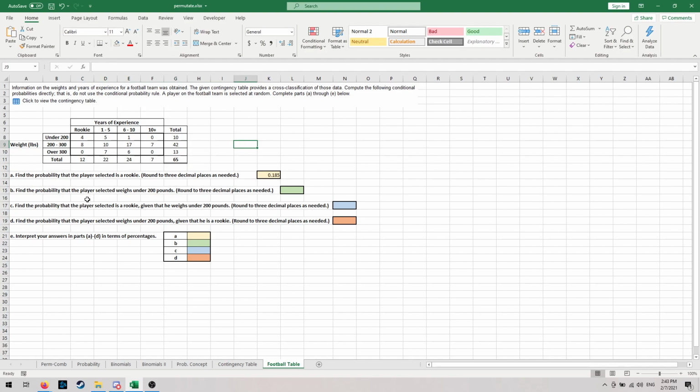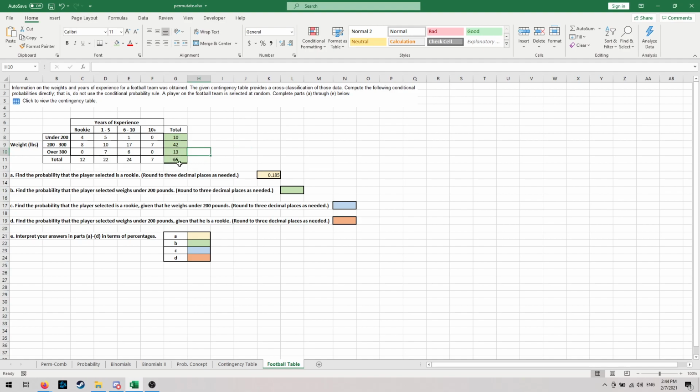So then we'll just clear this. Next we're asked, how likely is it that if I did the same thing, let's say I was blindfolded and I picked a guy at random, how likely would it be that I pick someone who weighs under 200 pounds? Well, in our contingency table, we can see that the rows sort the players by their weights. And we have 3 possible weights for the guys on this football team. And what we're interested in for part B is this column, where we see the total number of players of each weight.